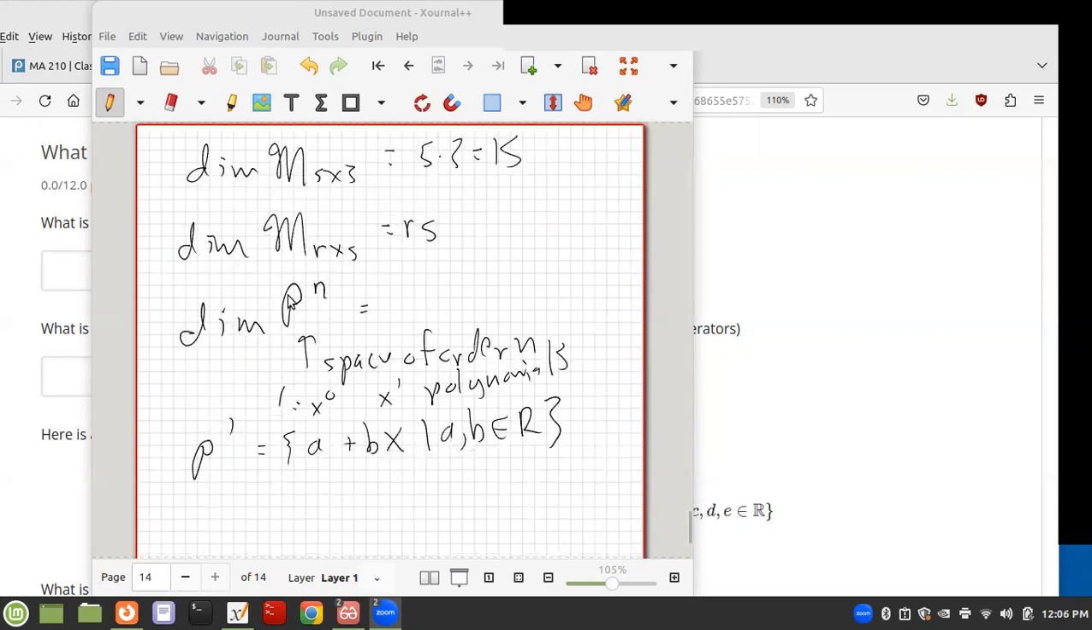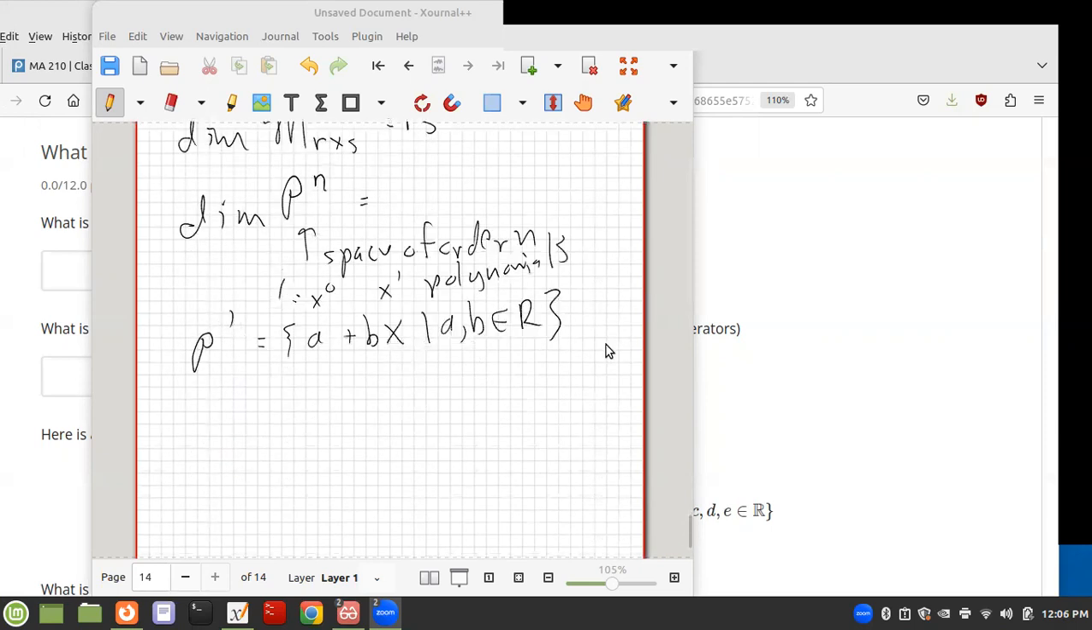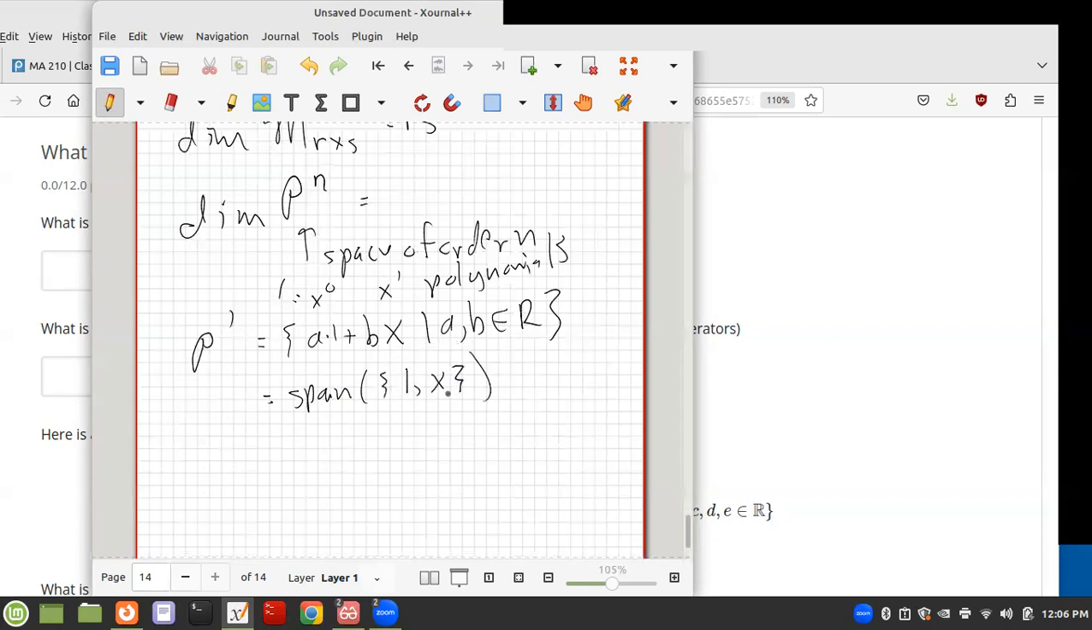And now we're looking at the dimension of P^n, the space of order n polynomials. First we start off with P1. P1 equals the span of 1, x. Now these vectors are linearly independent. I can't write a number times x and get 1. I can't get rid of the x in any way. So the dimension of P1 equals 2.